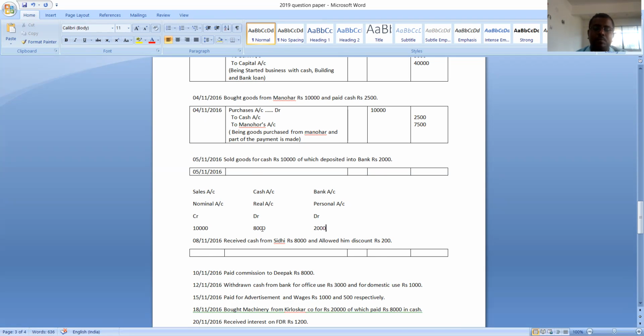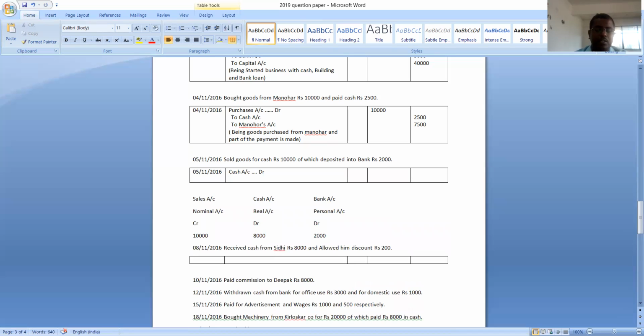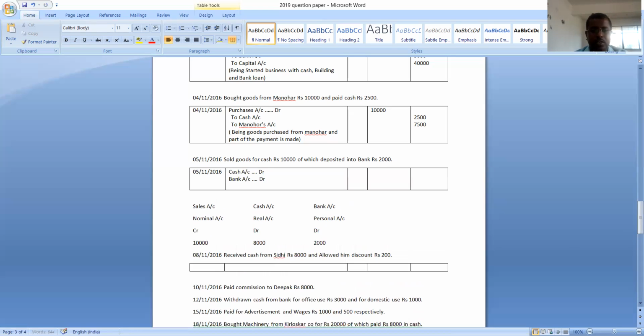So cash account is debited with 8,000 rupees. Bank account will be debited with 2,000 rupees. Sales account will be credited with rupees 10,000. Understood? Which account should be debited? Cash account debit, because cash comes in. Then the banker is the receiver, because deposited into bank means banker is the receiver, so bank account debit. Which account should be credited now? Sales account should be credited, because sales are income to business.